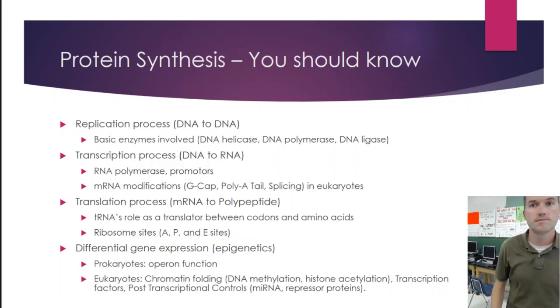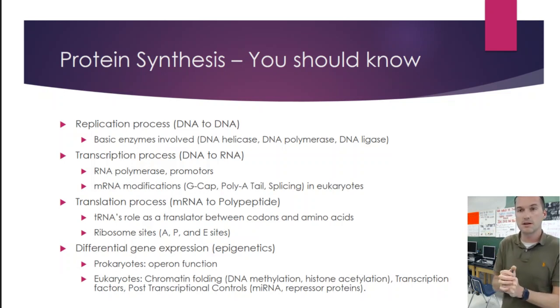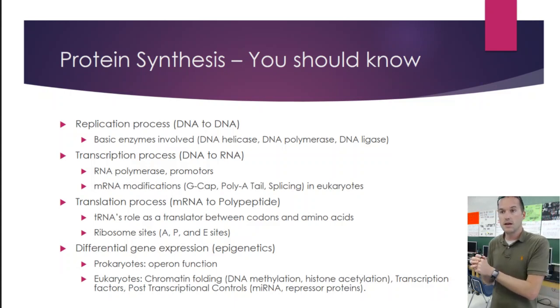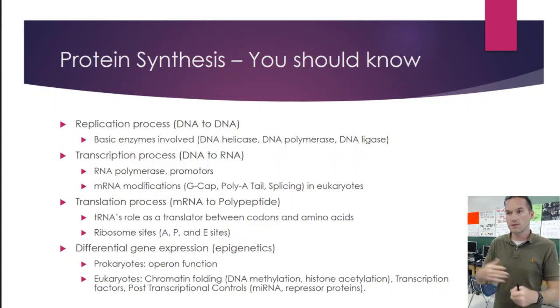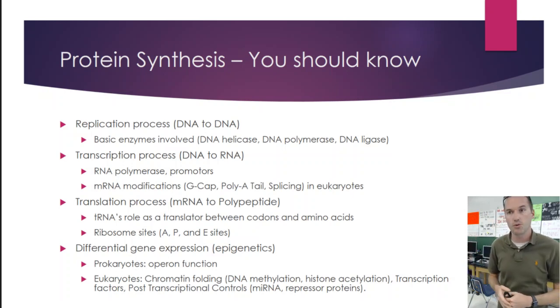Yeah? What's the function of the GCAP? The GCAP is where the ribosome attaches and where the small ribosomal subunit attaches to start the process of translation. And the GCAP is also necessary for the mRNA to be able to exit the nucleus, right? It's got to be able to go through those nuclear pores that are controlling what things go in and out. And if it doesn't have a GCAP, it can't get through the pores.